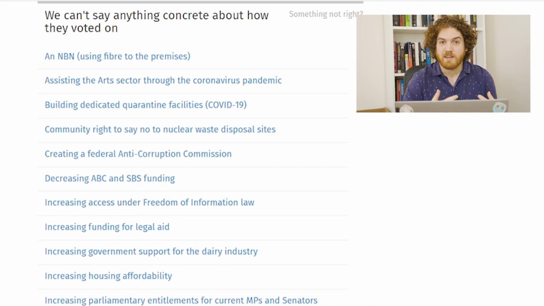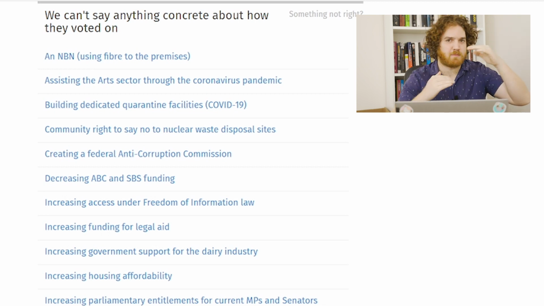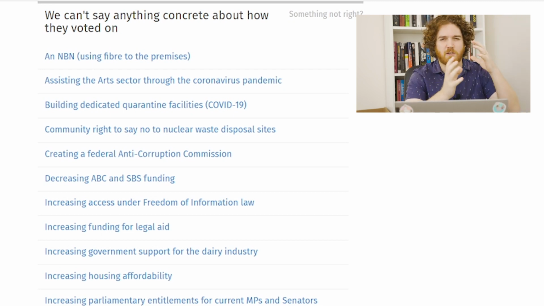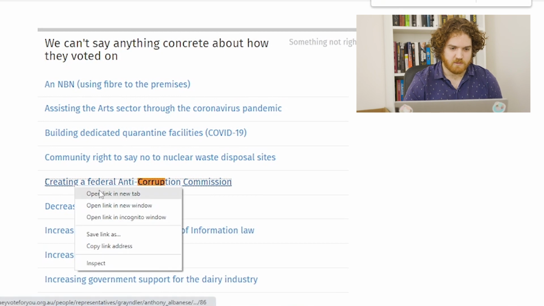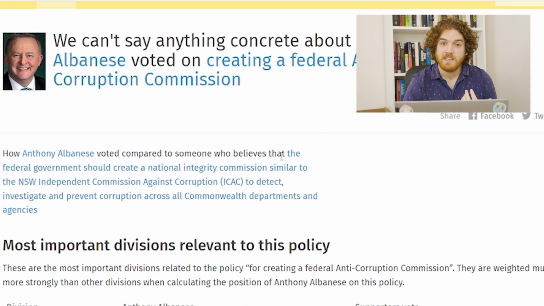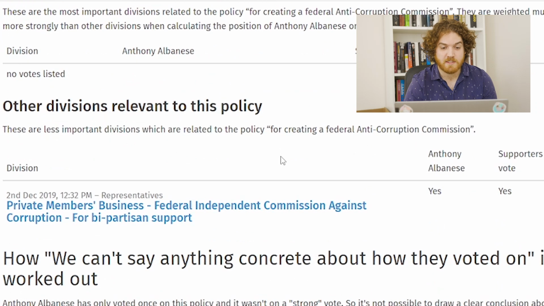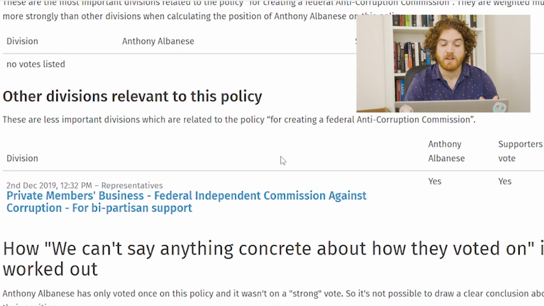The way that this website, theyvoteforyou.org.au, works is it doesn't just take one vote and then say that's their position. It accumulates multiple votes on a category and then weights them as to whether or not this means they're mostly for or generally for or against, etc. So if we click on Creating an Anti-Federal Corruption Commission, we can see here that there isn't actually much information about this because there's only actually been one division or vote on this topic.